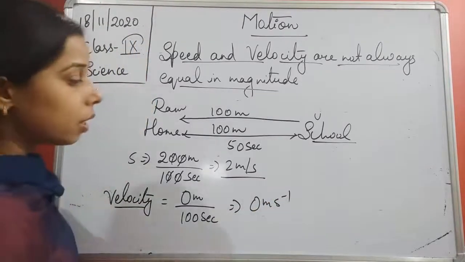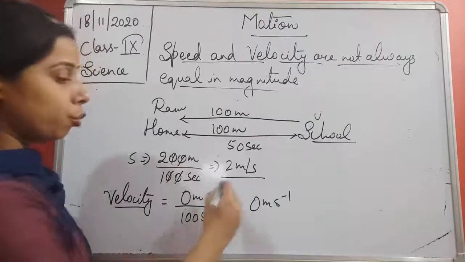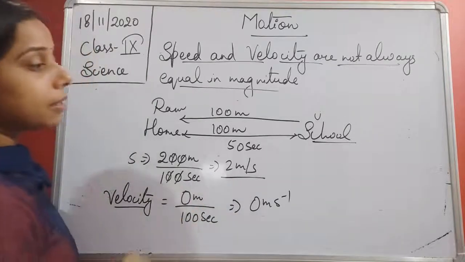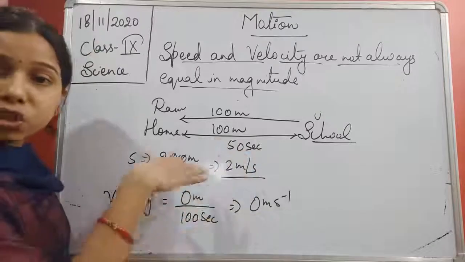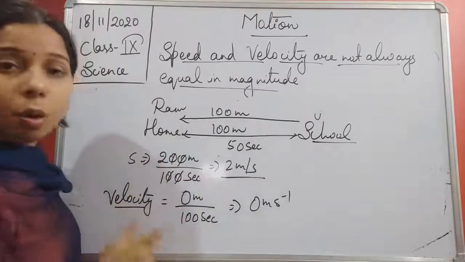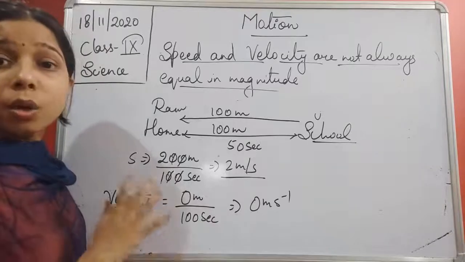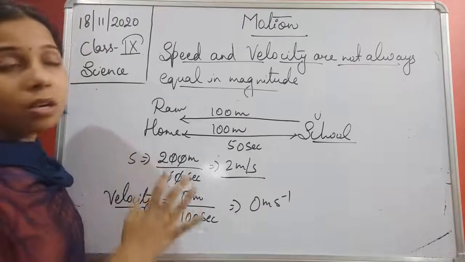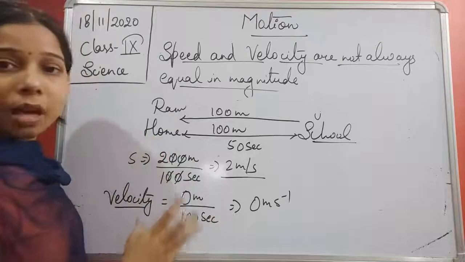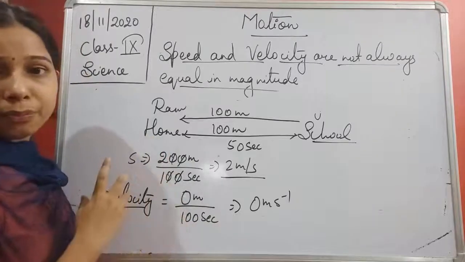So here, students, the speed is 2 meters per second, but since in this case the direction changes, the velocity also changes. So by this, students, we can also say that velocity does not always have the same magnitude as the speed has. Okay.